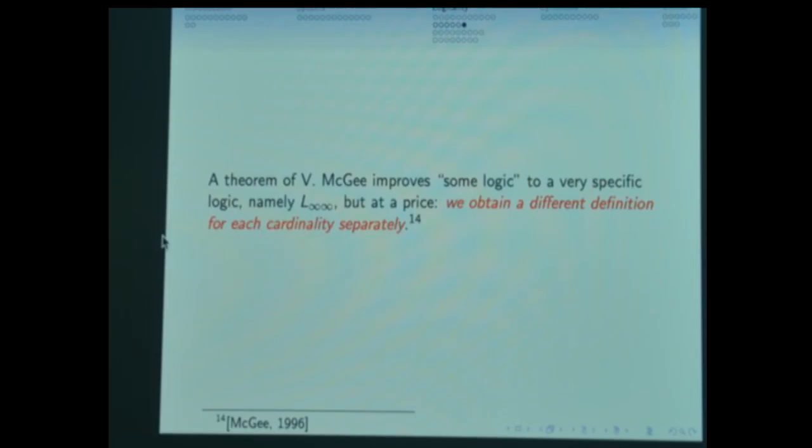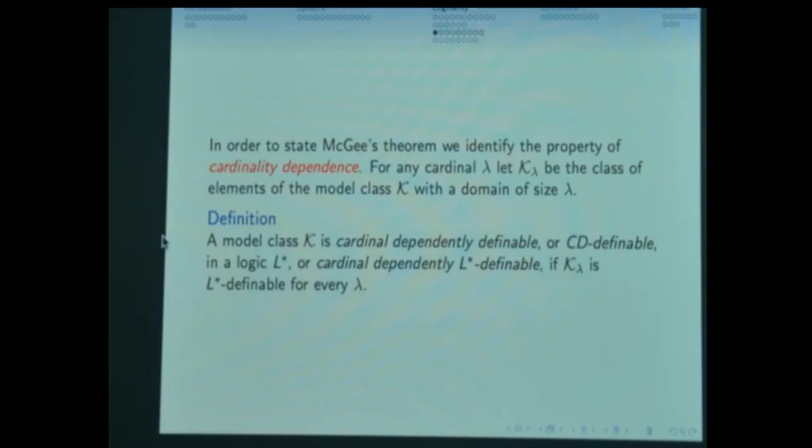A theorem of McGee improves some logic to a very specific logic, namely L infinity infinity. But we get a different definition for each cardinality. This is a very important theorem in the literature on logicality. Van McGee. We've actually already seen this, or something like it.